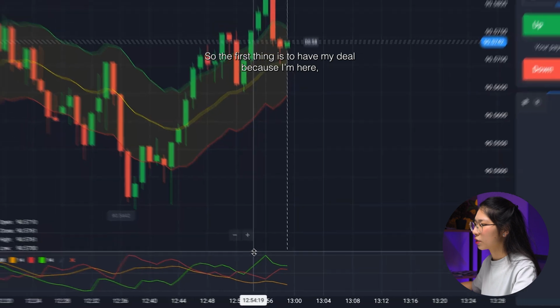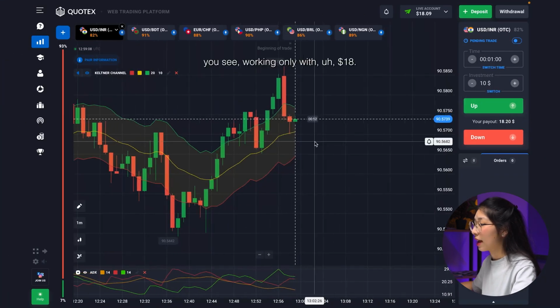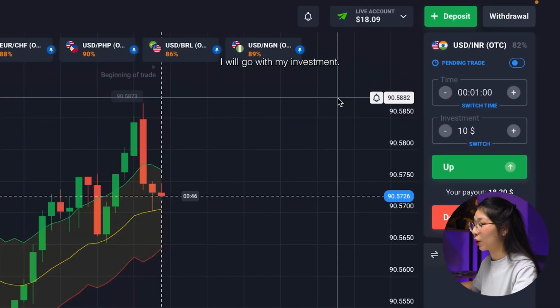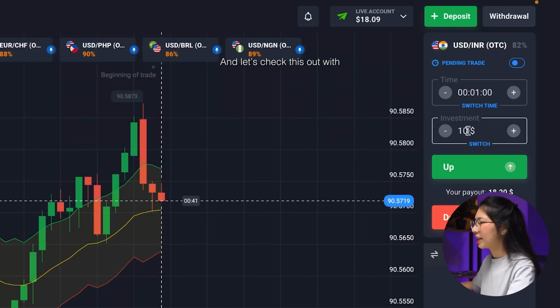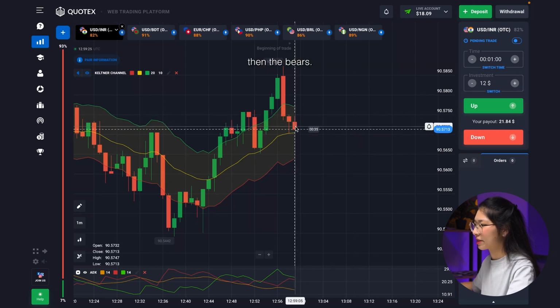So the first thing is to set my investment, because I'm working here only with $18. I hope that you would like it. I will go with my investment, and I'm typing here $12. And let's check this out with the bears. So, come on.